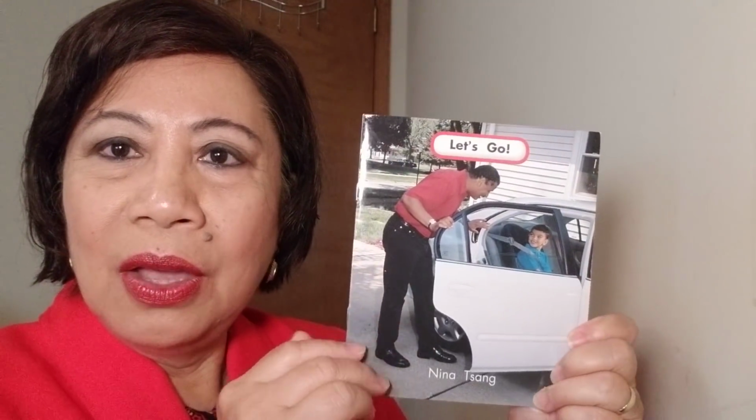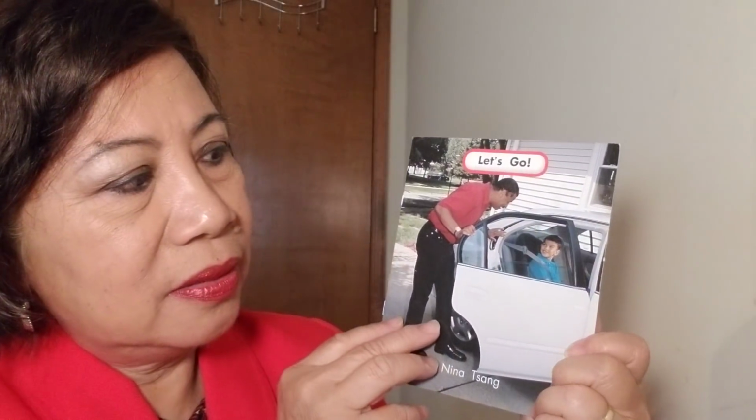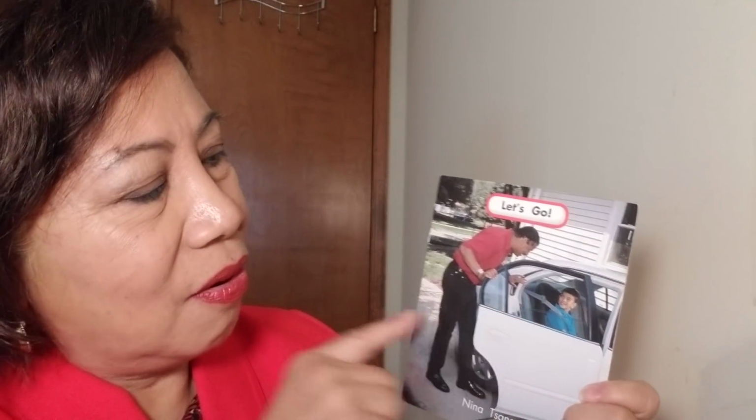All right. Now, today we're going to read a short story. And the title of our book or the story is Let's Go. See it? What do you see? Look at the cover. Look at the picture. Tell me everything that you see. Very good. All right. I see a man. I see a boy in the car. What do you think will happen in this story? All right, let's find out.